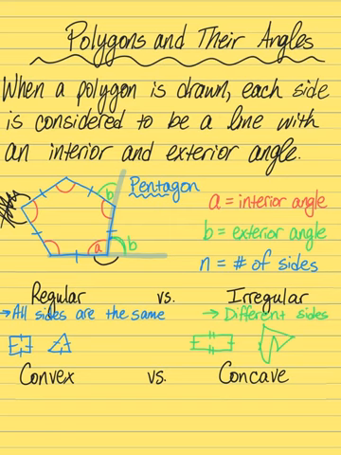So regular means all of them are the same. Irregular means that the sides are different. Even if it's just one side, it doesn't matter. If they're not all the same, it's an irregular polygon.